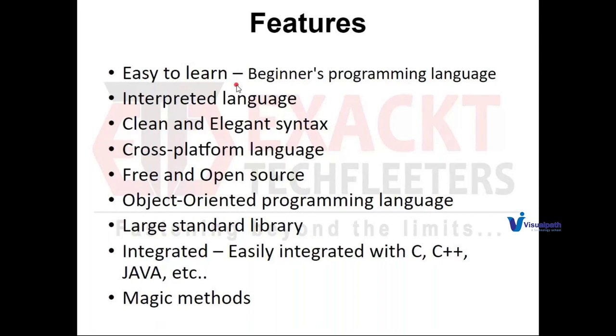Okay, and the second thing, it is interpreted. Interpreted means when you write your code, the code will be executed line by line. Okay. So basically, line by line execution means first your first line will be executed, then the second line will be executed, and let's suppose there is some error in the second line, then the program will stop there. Okay, and you have to resolve that error to execute the further lines. So this is an interpreted language.